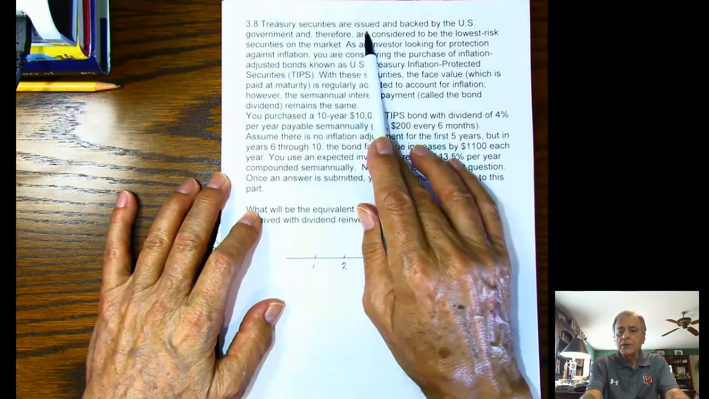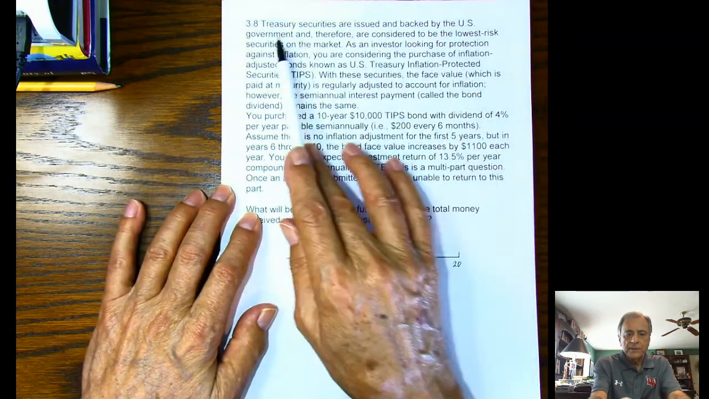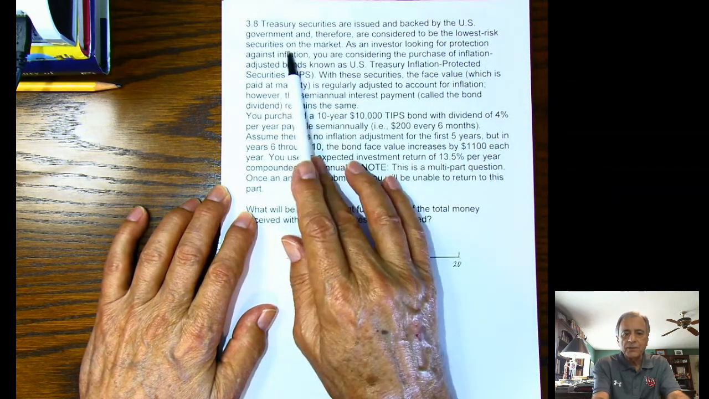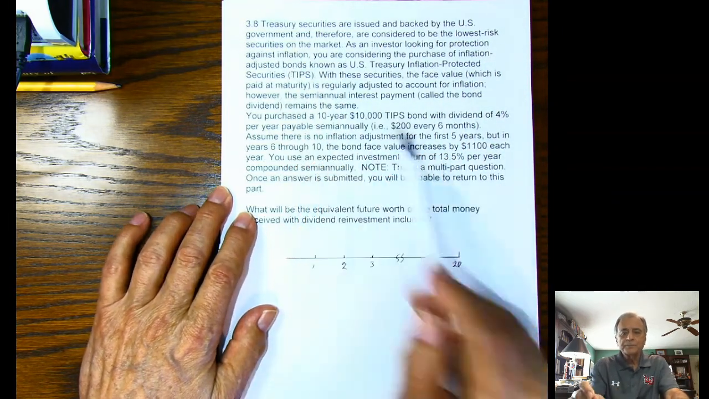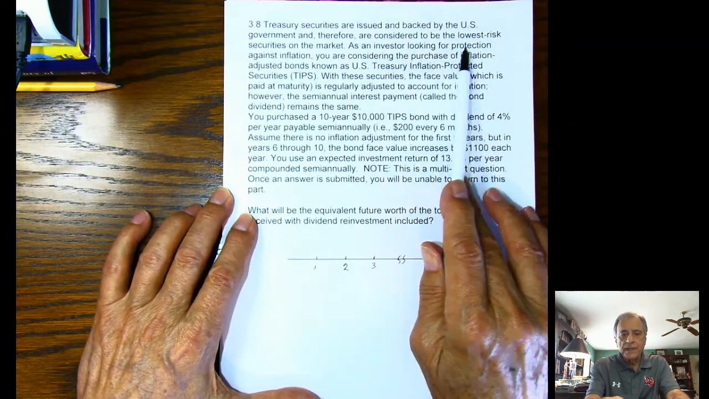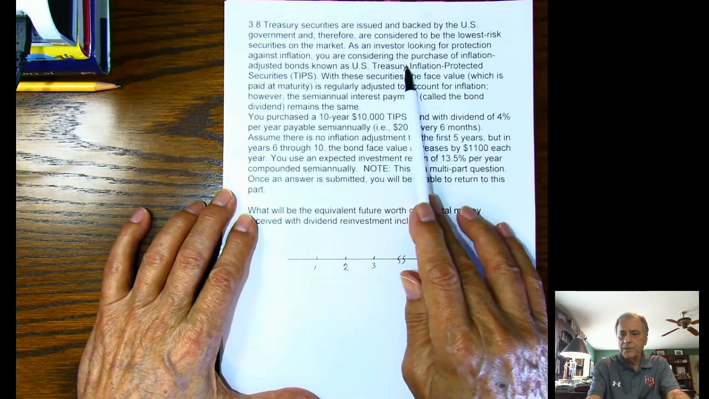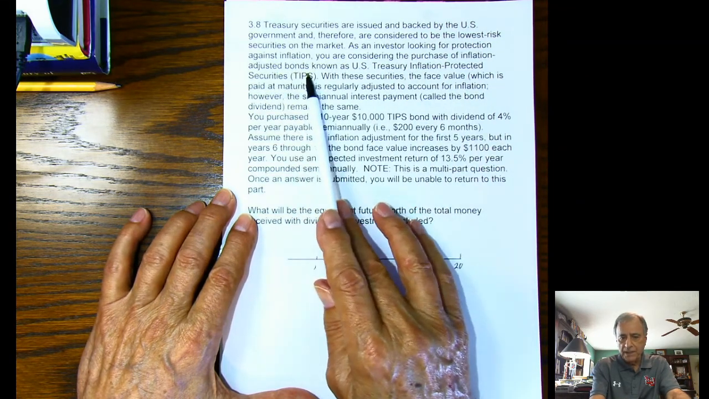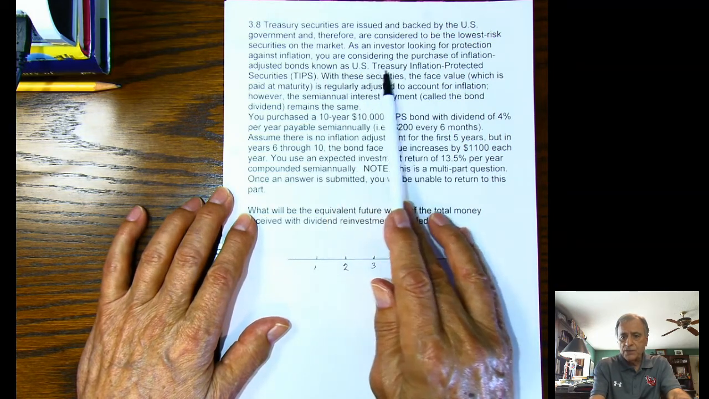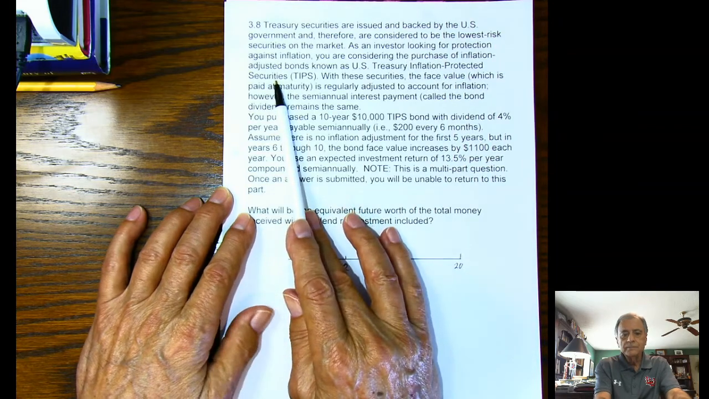Treasury securities are issued and backed by the U.S. government, and therefore are considered to be the lowest risk securities on the market. As an investor looking for protection against inflation, you are considering the purchase of inflation-adjusted bonds, known as U.S. Treasury inflation-protected securities.